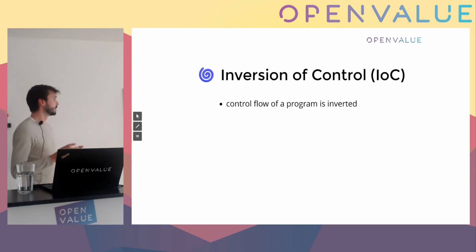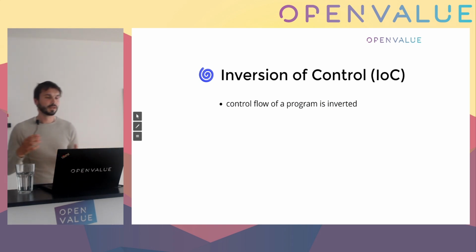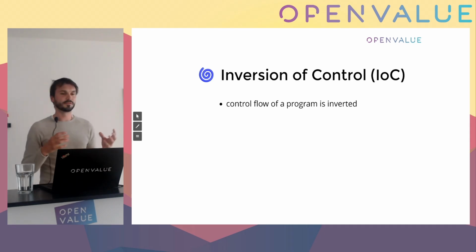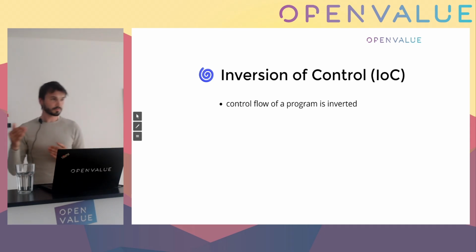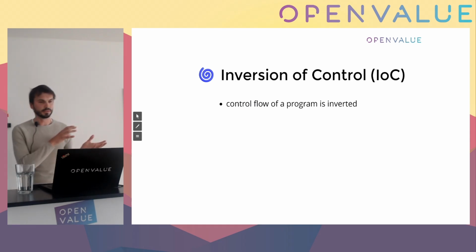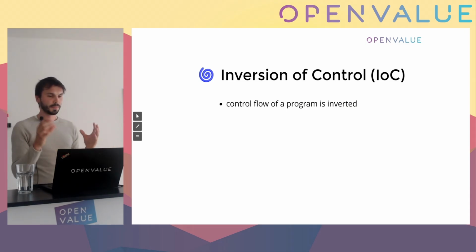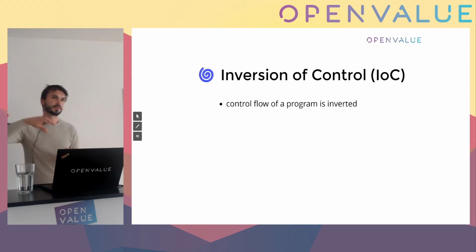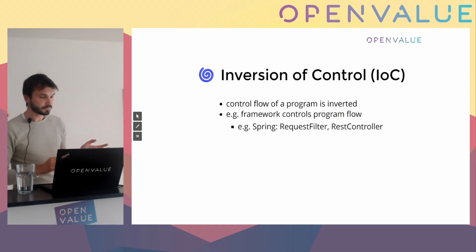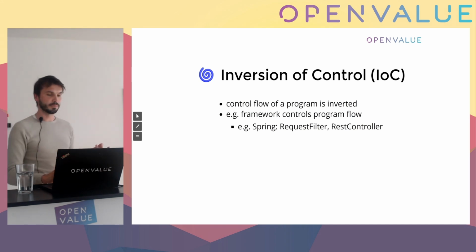So what you often hear is that dependency injection is inversion of control. And it's kind of true, but actually dependency inversion is just the main principle behind it. And inversion of control is where, in contrast to procedural programming, you don't have a single entry point, but instead you have a framework which defines the control flow. And Spring is actually a great example for it. You have things like the request filter or the REST controller, which actually implement it.